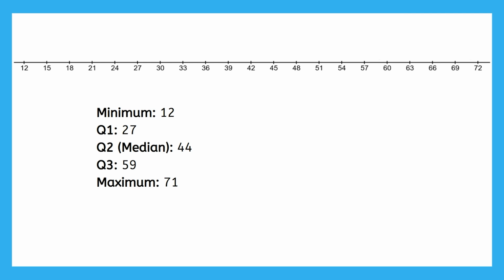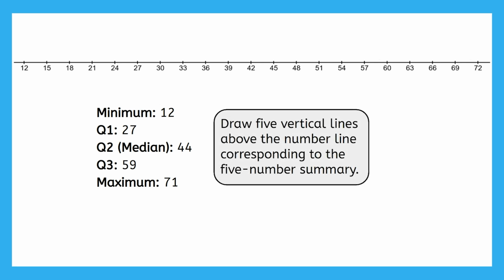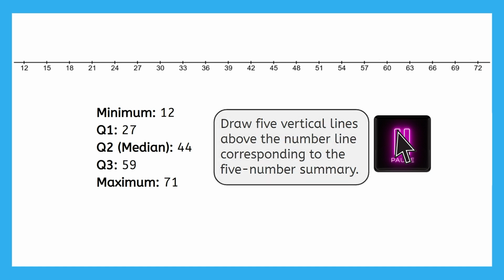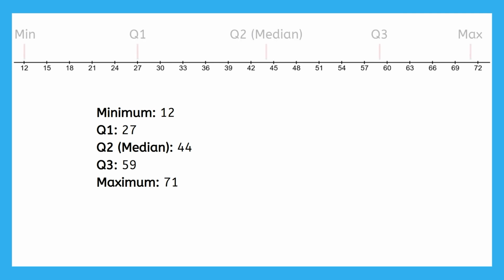Since we have the 5-number summary already, and we know these numbers mark the start and end of the box plot's 4 sections, we should mark where these numbers are first. Go ahead and draw 5 vertical lines corresponding to the 5-number summary. And here are those vertical lines marking the start and end of each section of the data. Remember, a finished box plot uses a rectangle for the 2 middle quarters and a line coming out of the box for the first quarter and the last quarter.